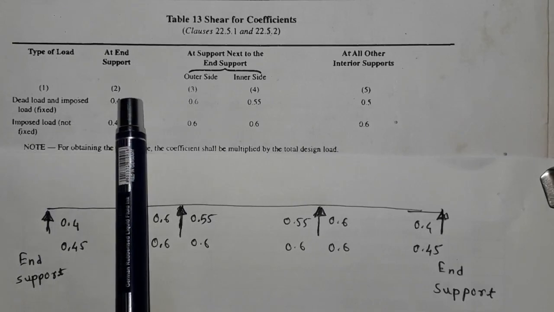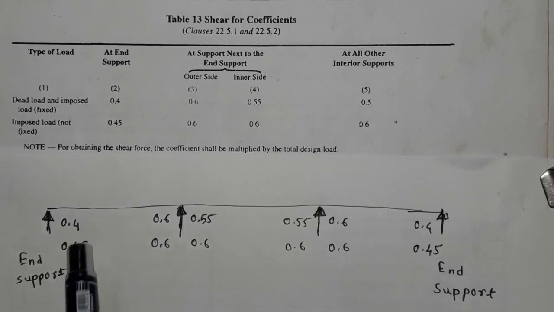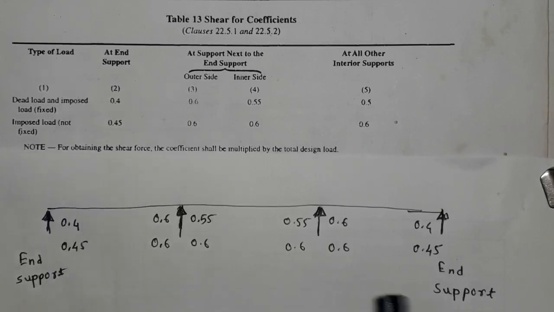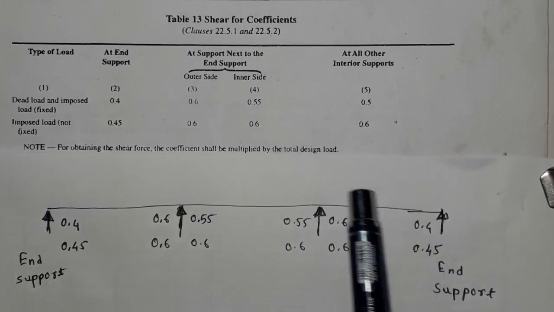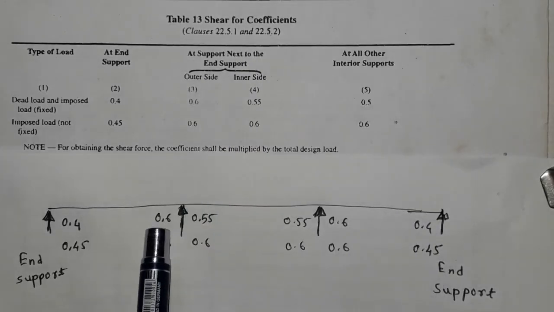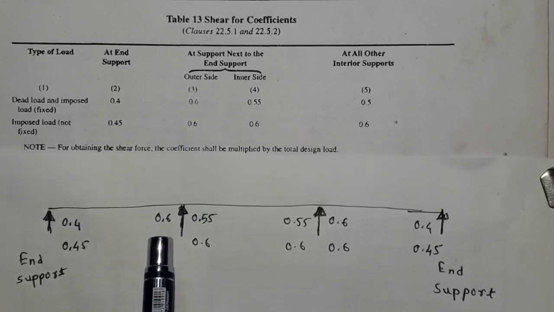Now at the end support the coefficients are 0.4 and 0.45, which I have written over here. So it is the end support, the coefficients are 0.4 and 0.45 respectively for these two different types of load combinations. Now here also it is an end support, so the two coefficients have been written over here. Now outer side of the support next to end support, so this side where 0.6 these two values are written, so these two values, it is the outer side of the support next to end support.